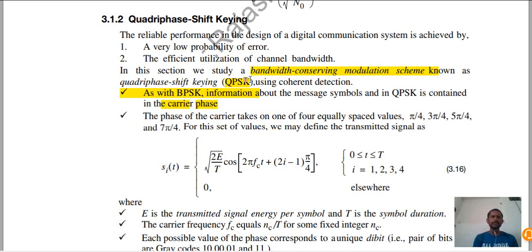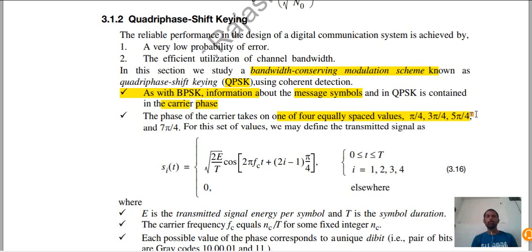As with BPSK, or binary phase shift keying, information is carried by message symbols. In QPSK, the information is contained in the carrier phase, and the phase of the carrier takes on one of four equally spaced values, that is pi by 4, 3 pi by 4, 5 pi by 4 and 7 pi by 4.